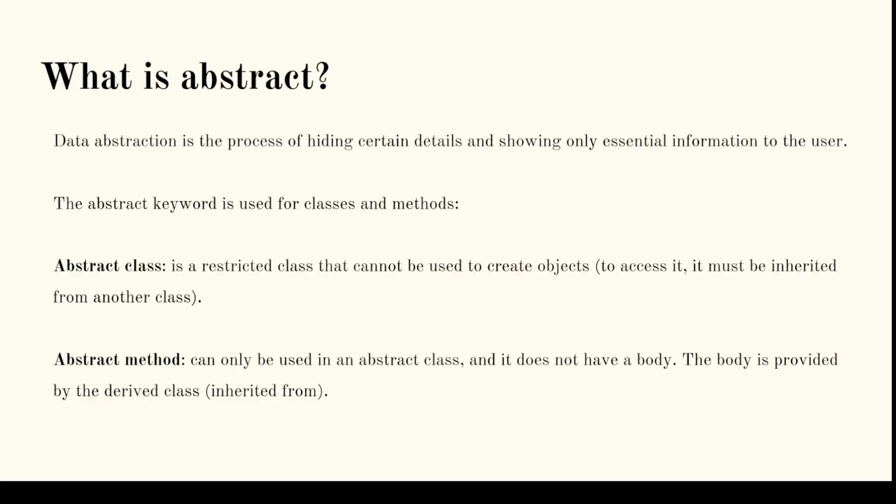Data abstraction is a process of hiding certain details and showing only essential information to the user. What does it mean? What do we mean by hiding certain details and showing only essential details to the user? Data abstraction is defined as the process of identifying only the required characteristics of an object and ignoring the irrelevant details.